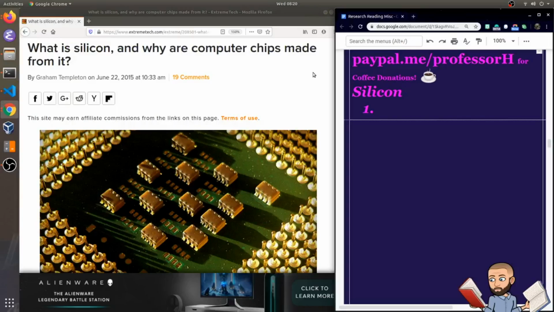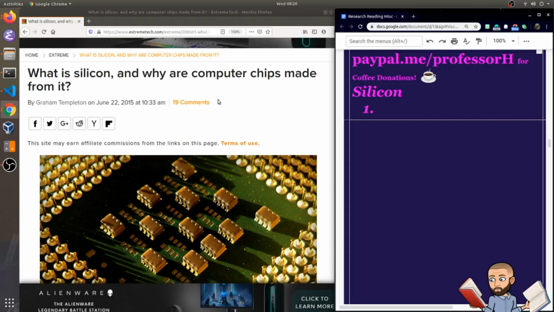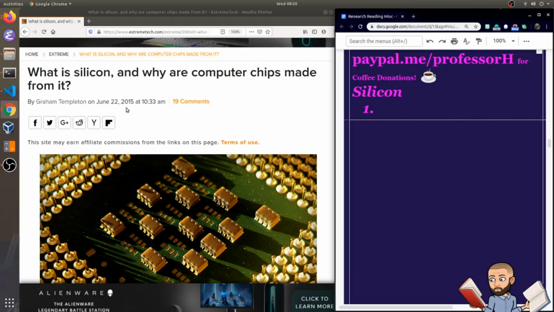So if you're just getting into computers, you've probably heard the word silicon many times. So I found an article that I can read to you here to help you wrap your mind around what this word is, why you keep hearing about it. Our resource comes from extremetech.com, written by Graham Templeton on June 22nd, 2015.